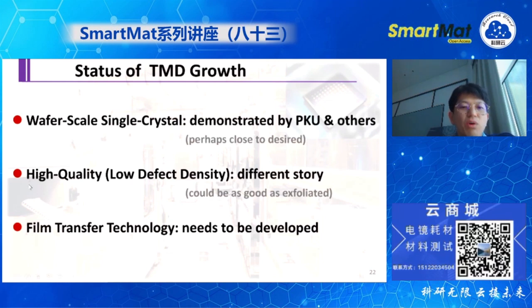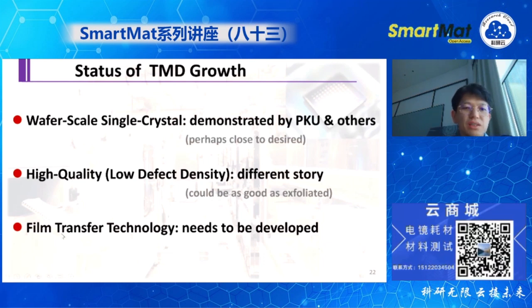And the other thing is that high quality, low defect density is a totally different story, because defect density is not really the same thing as single crystal growth. Okay, so you can grow single crystal, but if the chemistry is not properly selected, it also results in a film with high defect density, which is not really useful for electronics. So therefore, this is another story. So I believe that a CVD sample could be as good as an exfoliated crystal, and this part is yet to be demonstrated.